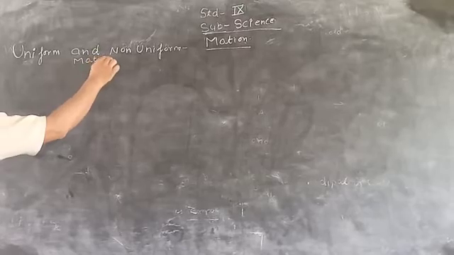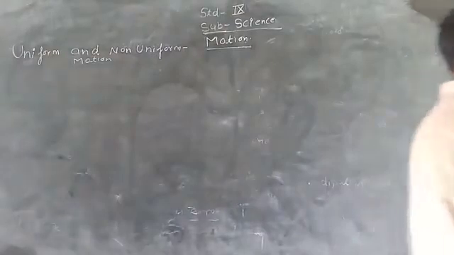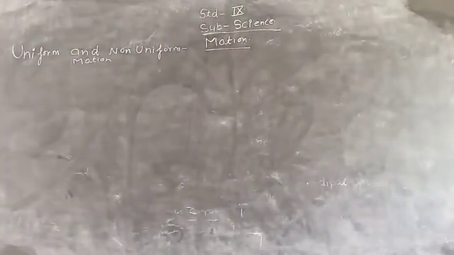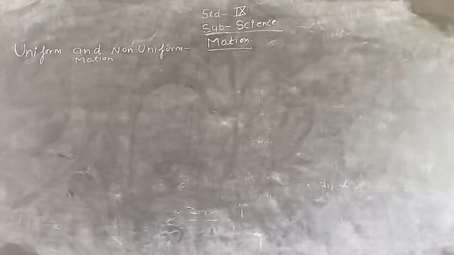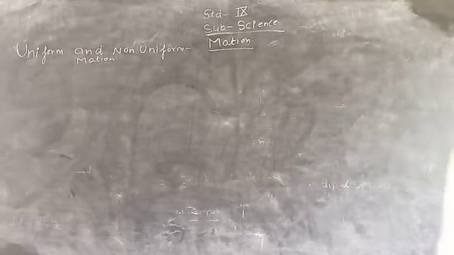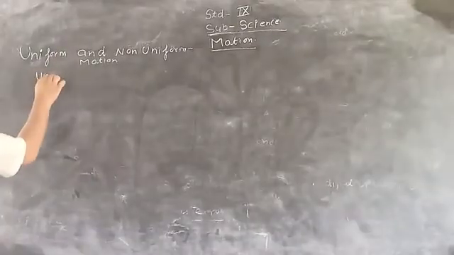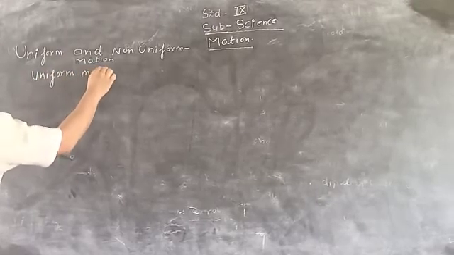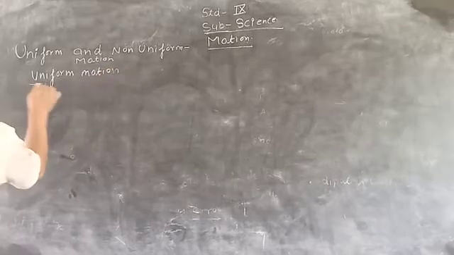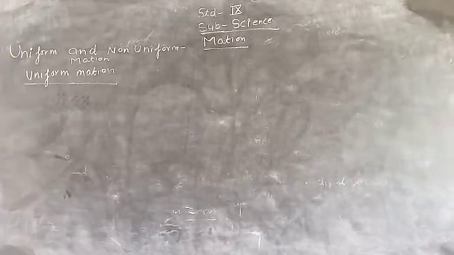There are two types of motion which we have to study here. The first motion is uniform motion and the second is non-uniform motion. So first we discuss uniform motion. Uniform motion. So we have to understand what uniform motion is.